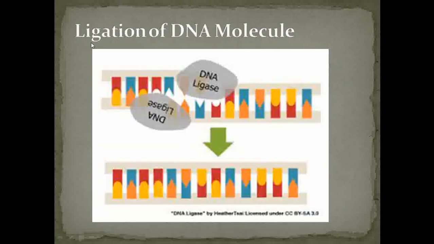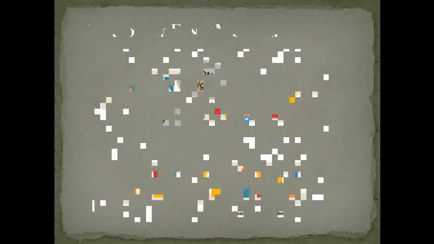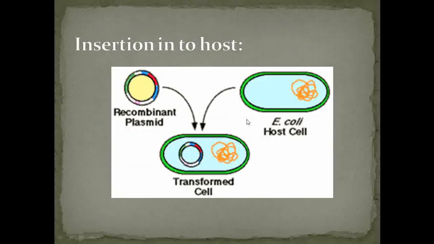See, the next step is the ligation of DNA molecules, meaning whenever we cut the vector and insert our gene of interest, the rejoining of that vector is necessary. That rejoining can take place with the help of DNA ligase, which we have seen earlier. So the next step is the ligation of the DNA molecule, so that proper rejoining of the vector can take place.